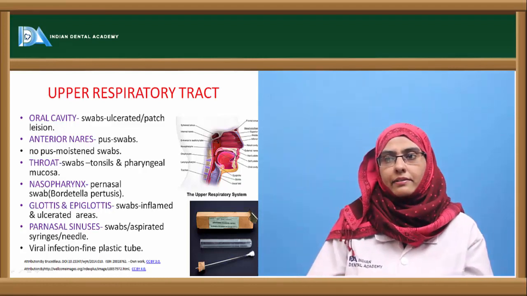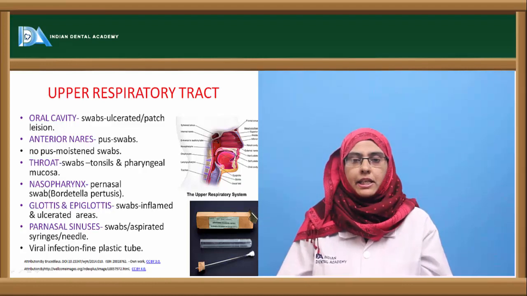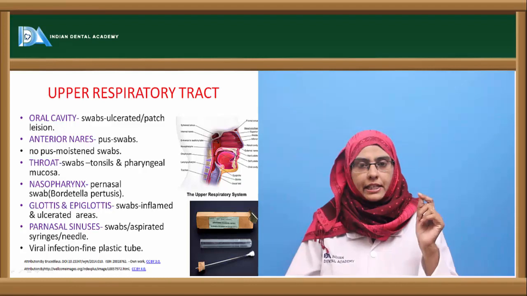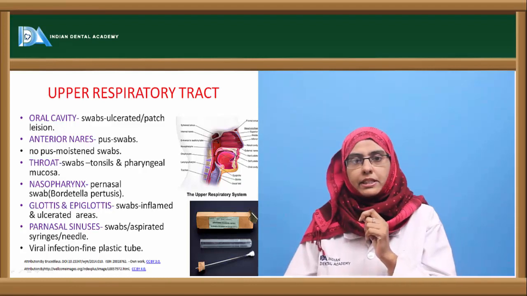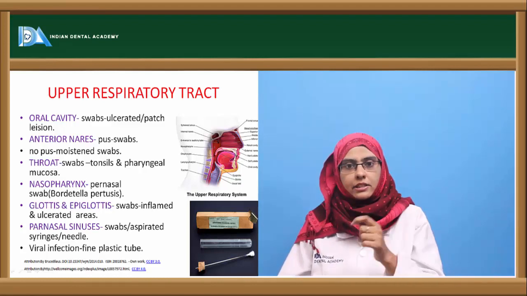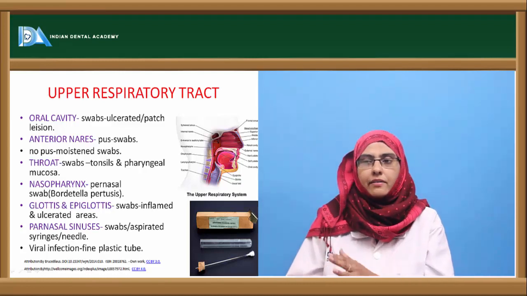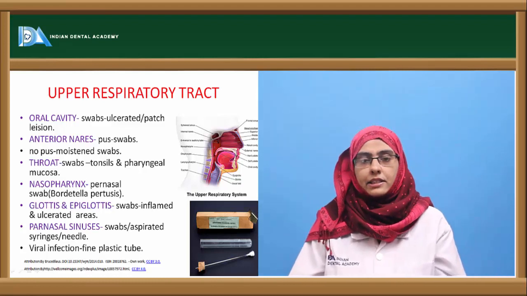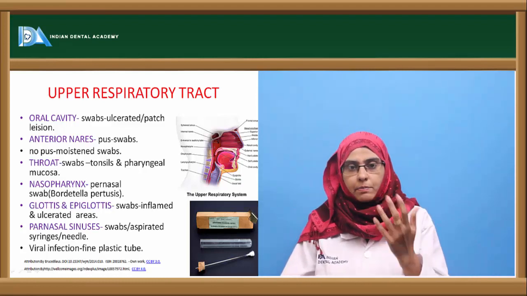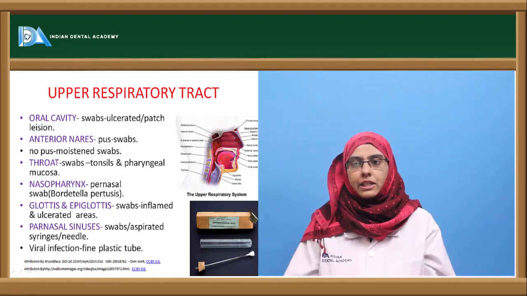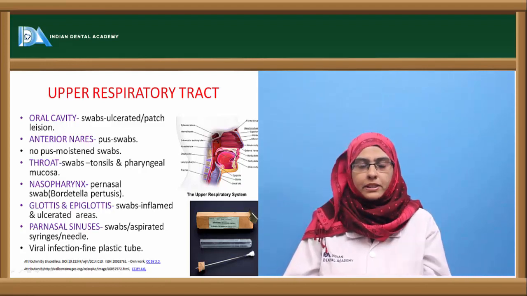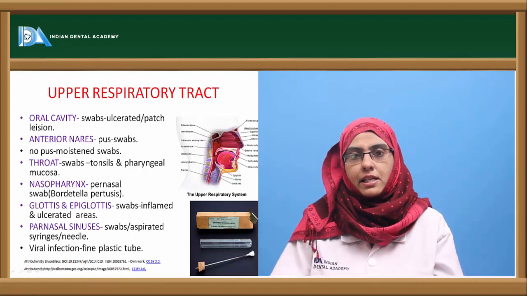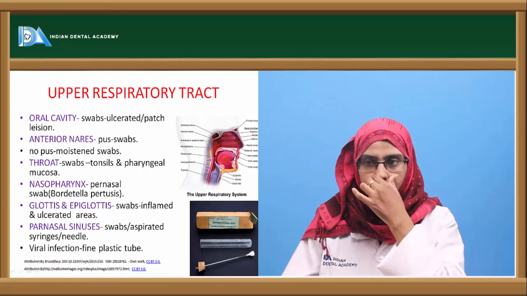Coming to the oral cavity, here the specimen is again collected with swabs, where the ulcerated or patchy lesions are gently rubbed with a swab dipped in saline, and then it is introduced into the particular media where the isolation of organisms will be done. From the anterior nares, if there is pus in that area, then it can be collected with the swab, and if no pus is present, then a swab that has been moistened in saline is used and then introduced into the culture media.